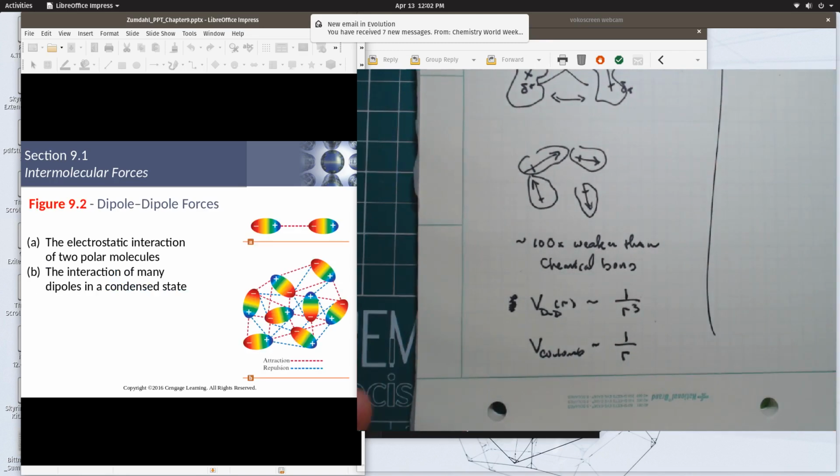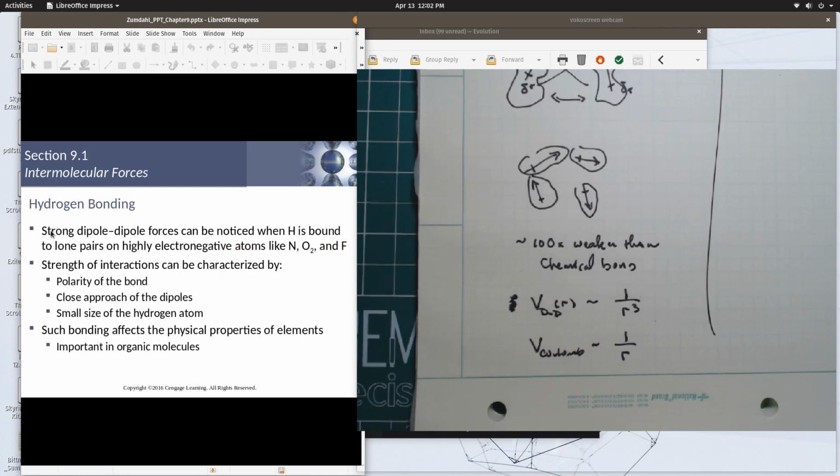Again, over at the left here, it shows a dipole-dipole network, and it's the net interaction of all these attractions and repulsions that leads to the properties of a dipole-dominated material. Such a material, like ethanol, is dominated by dipole-dipole interactions.